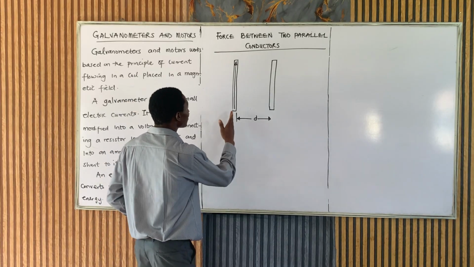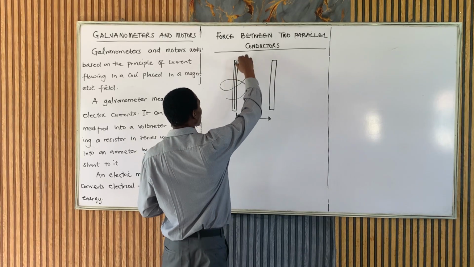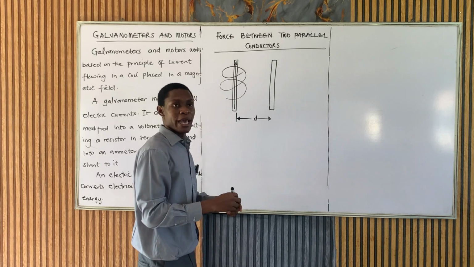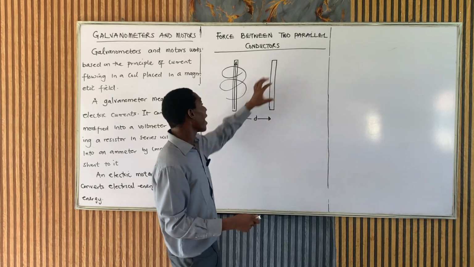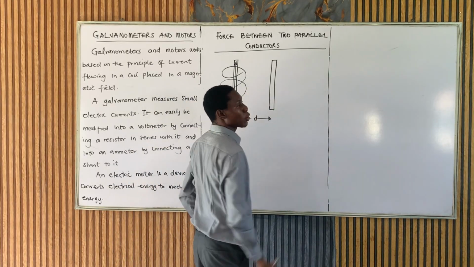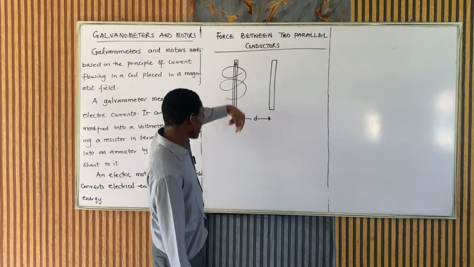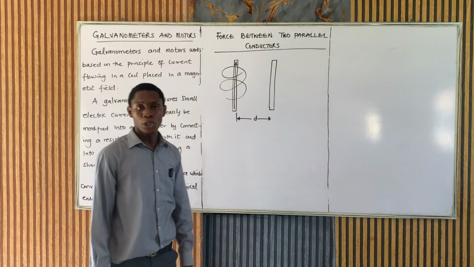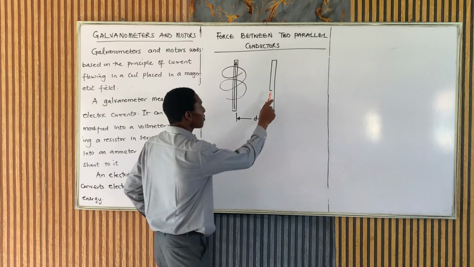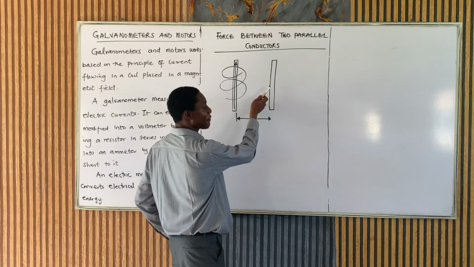Now, you see, let me assume there's a current flow in this conductor. A magnetic field will be generated around this conductor. Now, this magnetic field extends to this conductor. Hence, there will be a magnetic field in this conductor. And because of that, this conductor will now exist within the magnetic field of this conductor. Now, if that be the case, there will be a current on this conductor as well. Why? Because there's a magnetic field there.